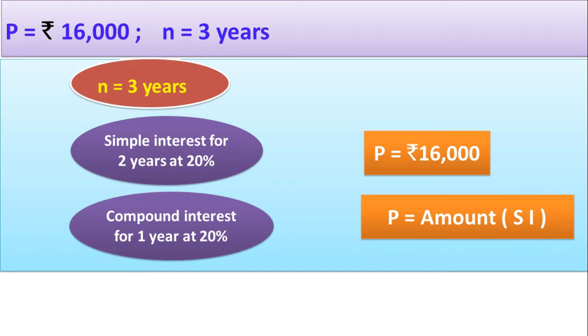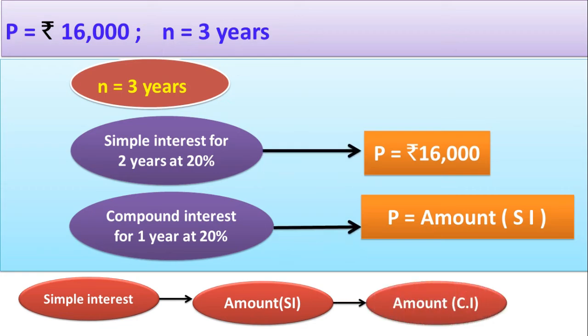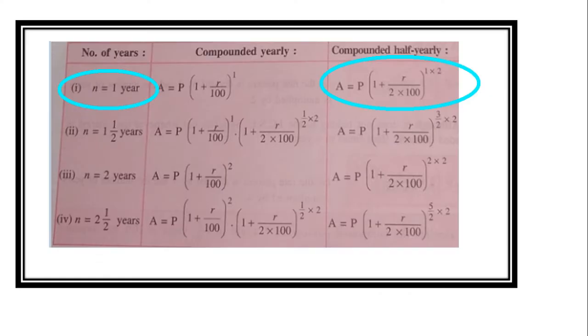So what is the procedure to be followed? First step, simple interest for 2 years. Second step, the amount of simple interest due at the end of the second year. Use this amount as the principal to calculate the compound interest for the remaining 1 year. So refer to the table, compound interest for 1 year. As the interest is compounded half yearly, to calculate the compound interest we are going to use the formula amount is equal to P into (1 plus R by 2 into 100) whole to the power 1 into 2.